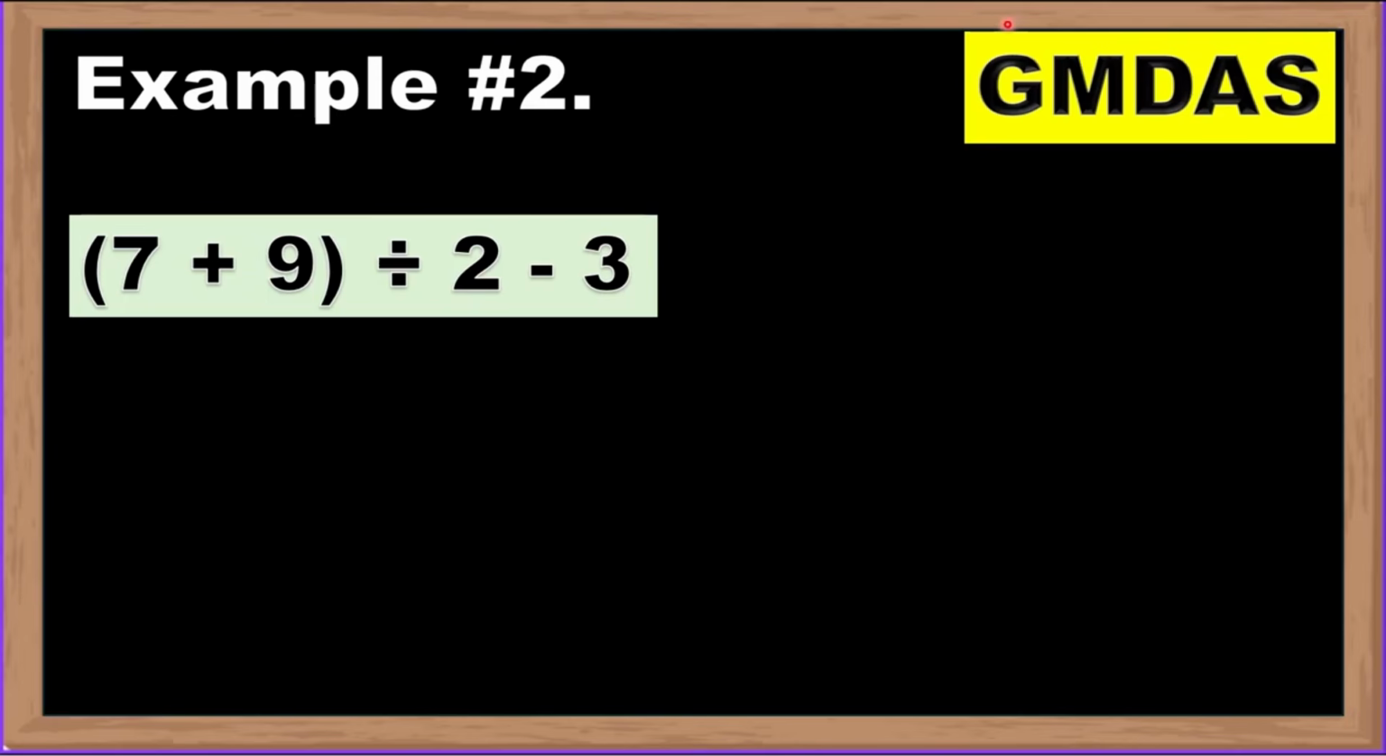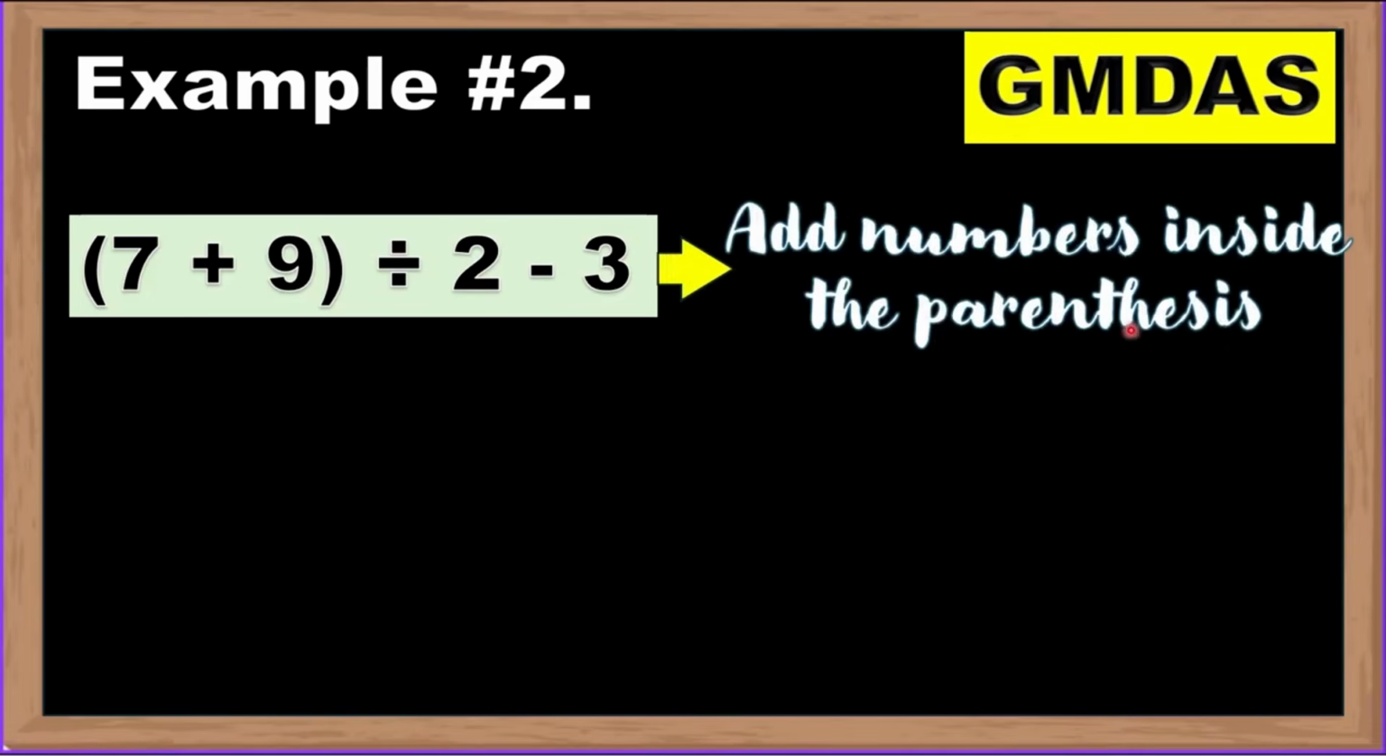And now let's have example number 2. We have the following expression: the quantity of 7 plus 9, divided by 2, minus 3. Let's first solve the operation inside the parentheses, which is the grouping symbol. Add the numbers inside the parentheses. So we have 7 plus 9. The result is 16 divided by 2 minus 3.